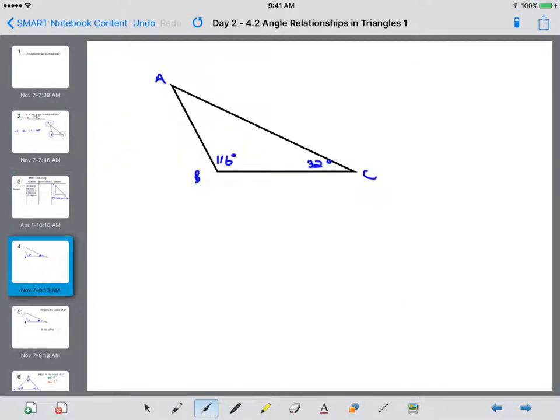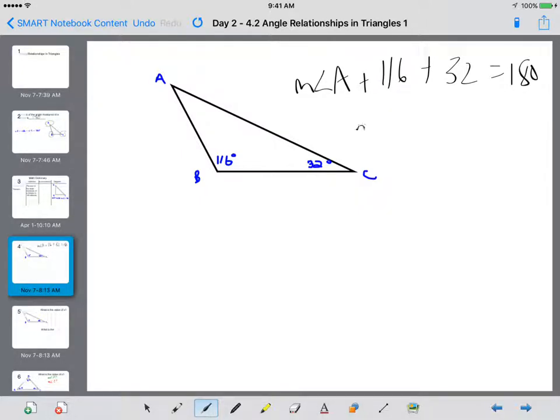Example 1. We are given that angle B is 116 and angle C is 32 degrees, and we are trying to find the measure of angle A. So if we take the measure of angle A, add it with 116, add it with 32, that's angle B and angle C, we get 180 degrees.